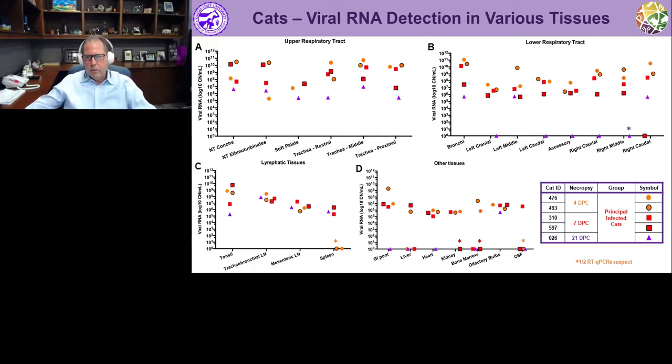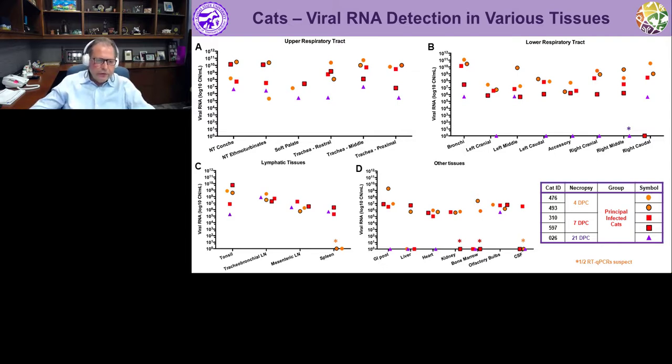When we look in the lower respiratory tract, we see similar results. All animals are positive on day 4 and also more or less on day 7 post-challenge. Only some of the tissues, like bronchi and some of the lung lobes, are maintained positive on day 21, but the majority is negative on day 21.